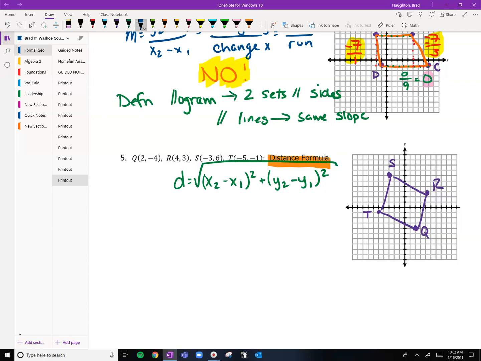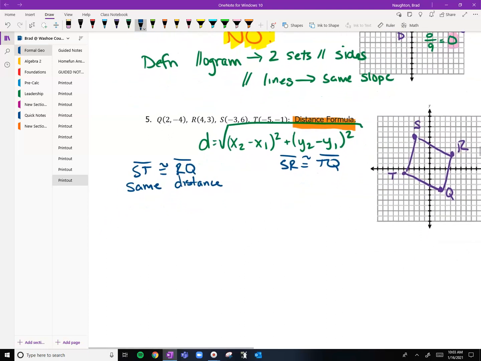But what we need to basically prove is that ST is congruent to QR. And congruent would mean they have the same length or the same distance. And then I'm going to do the same thing with SR. It needs to be congruent to TQ. So once again, the same distance. The good news is if this doesn't work, I can just stop, and I've shown it's not a parallelogram. If it does work, then we have to keep going to prove it.